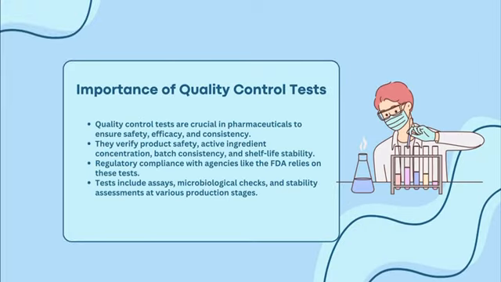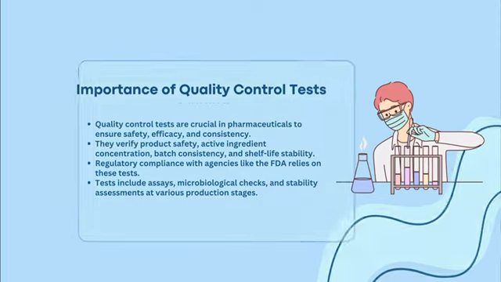Importance of quality control tests. Quality control tests are crucial in pharmaceuticals to ensure safety, efficacy, and consistency. They verify product safety, active ingredient concentration, batch consistency, and shelf life stability. Regulatory compliance with agencies like the FDA relies on these tests. Tests include assays, microbiological checks, and stability assessments at various production stages.